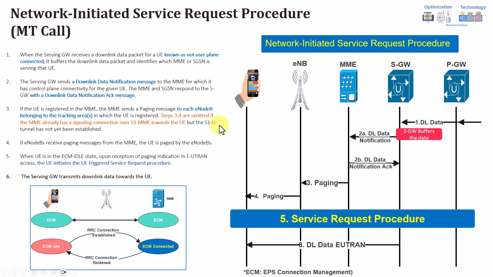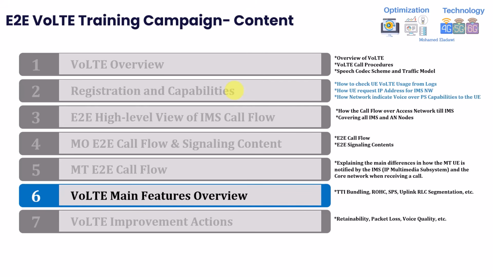And here I just added one more slide, which I already explained in the previous session, related to the network initiated service request. In general, service requests can be initiated either by the user or by the network. By the network in case of terminating calls, by the user in case of mobile originating calls. And this is just the service request.